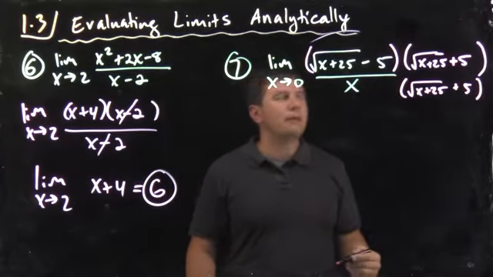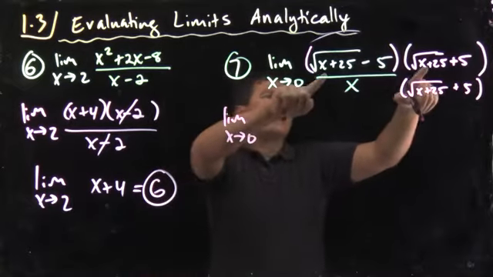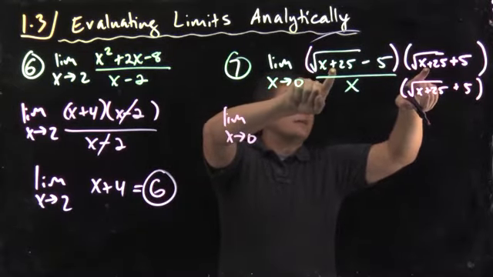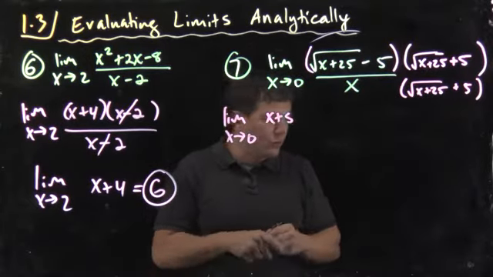Okay, we're going to multiply top and bottom by that. Now what ends up happening here, when I multiply the top, I'm going to multiply this times this. And if I multiply radical guts times radical guts, I'm just left with the guts. So that gives me x plus 25.